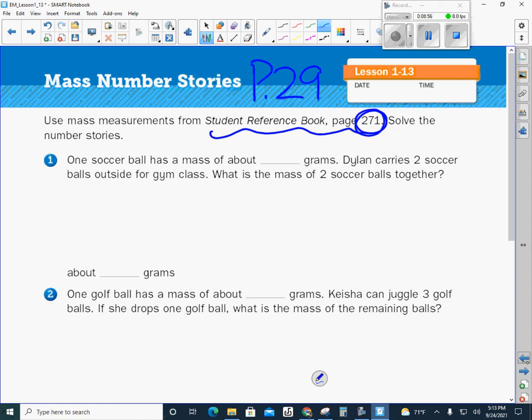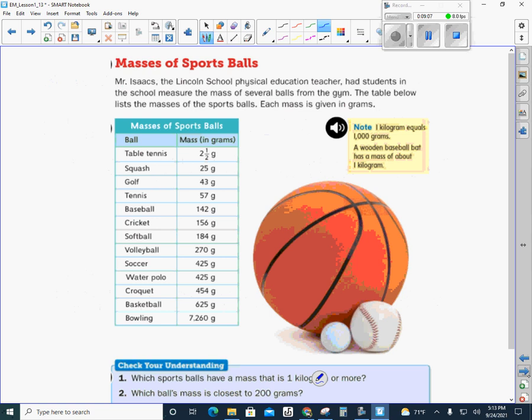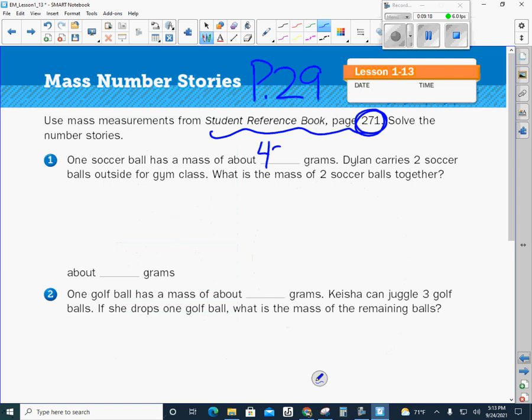Okay, so here we go. On this, it says that one soccer ball has a mass of about blank grams. When we go to the student reference book, or I even Googled it to find out, a soccer ball has a mass of about 425 grams. So if I put that in there, that's the mass of one soccer ball. If Dylan carries 2 soccer balls outside for gym class, what is the mass of 2 soccer balls together? Pause the video and figure that out.